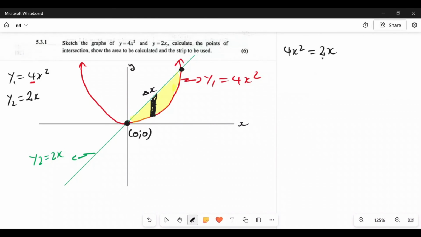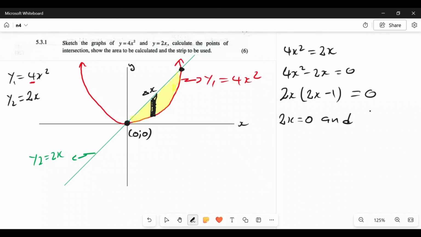We're going to transpose this 2x to the other side. So we'll have 4x squared minus 2x, all this equal to 0. Then from here, we can take out the common factor, which is 2x. And then we're left with 2x minus 1, equal to 0. Now, when it's like this, we know that 2x is equal to 0. And for this one, if you transpose the negative 1 to the other side, we have 2x equal to 1. And then x here is going to be equal to 0 if you divide by 2. And here, x is going to be 1 over 2.